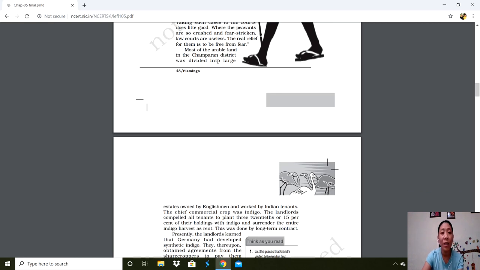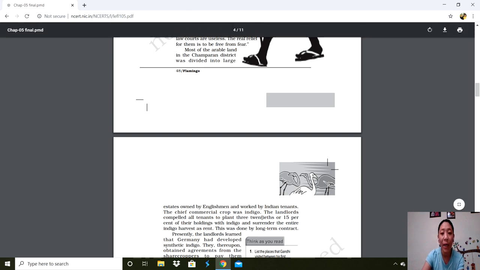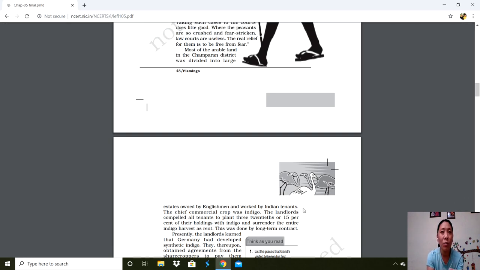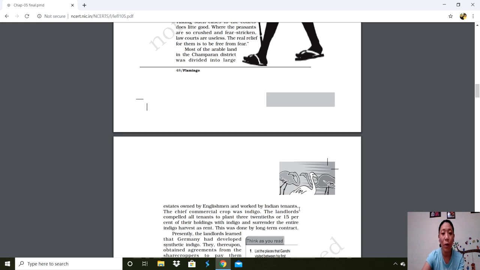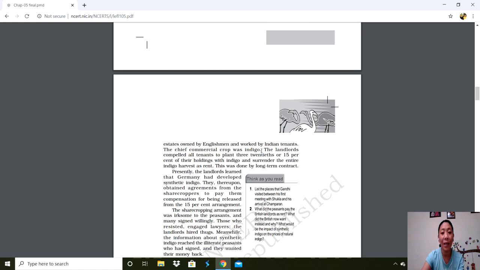Most of the arable land in Champaran district was divided into large estates owned by Englishmen and worked by Indian tenants. Most of the arable land means the land that can be cultivated, the land that has fertile soil. So most of such land in Champaran district was owned by Englishmen. They were divided into estates, big plantations, owned by Englishmen, but the workers working on such lands were Indian farmers, right? The chief commercial crop was indigo.